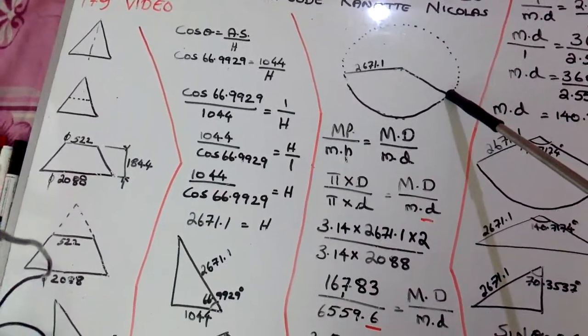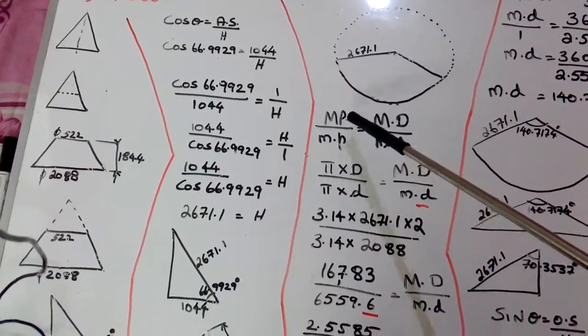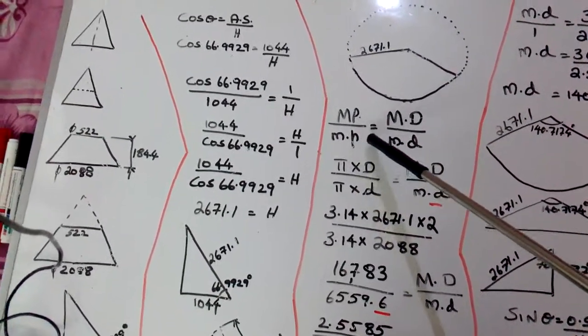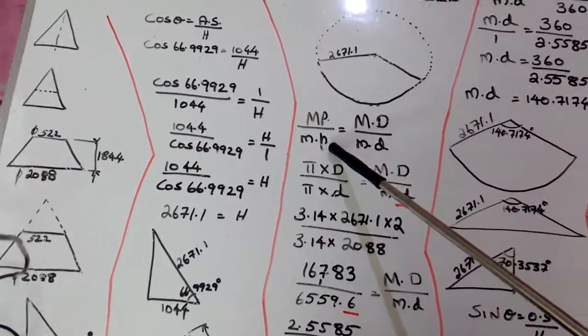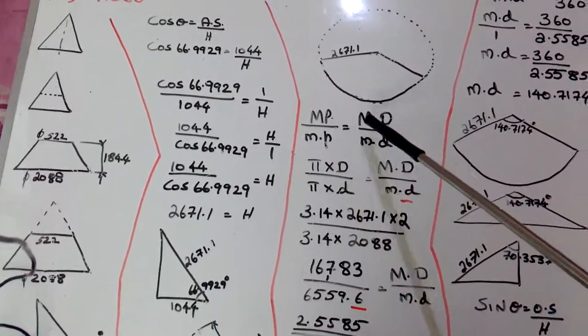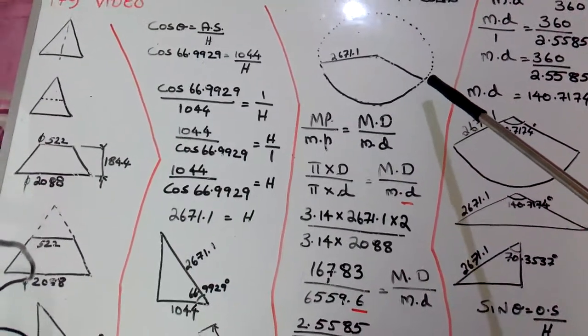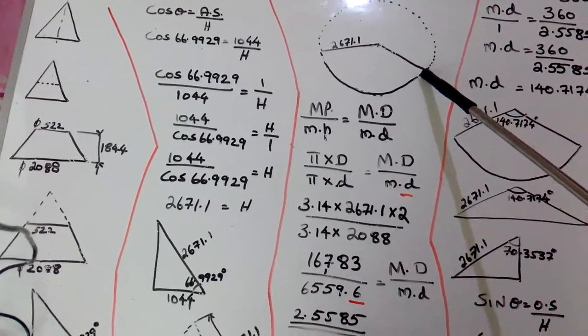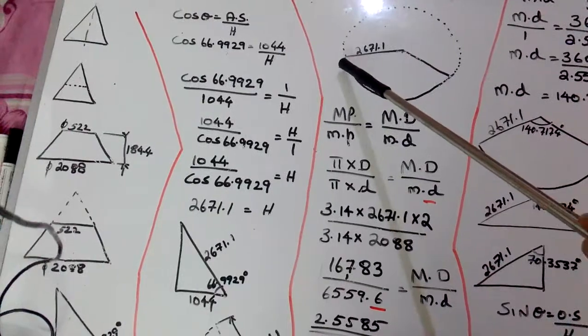That is major perimeter divided by minor perimeter, MP, minor perimeter. It has been indicated in running letters only. That is a small perimeter. It isn't having much length. It just starts from here and it ends here.